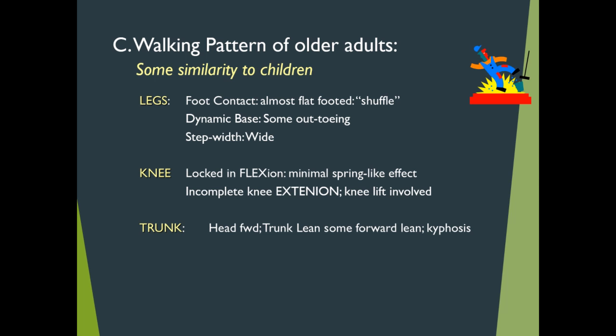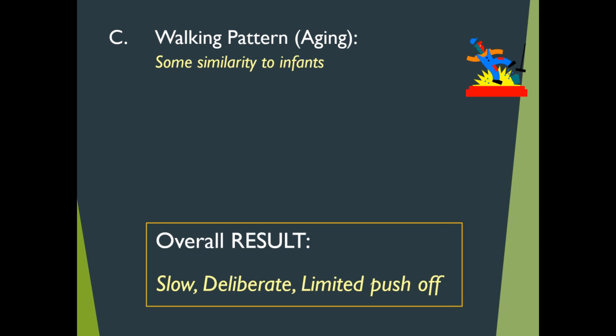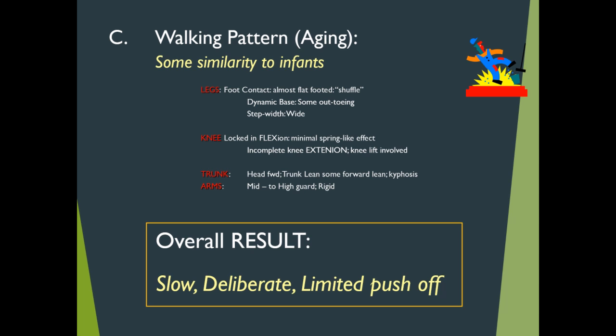We're going to detail kyphosis in the next chapter, but bottom line, this is the curvature of the shoulder so that it is collapsing toward the front. Arms are mid to high guard. That's again similar to the children, and unlike the children, there is minimal toe clearance due to shuffling. The pattern is very clear, that of a slow, deliberate gait with very limited push-off. That summarizes pretty much everything that was brought about by these elements to the walking pattern.